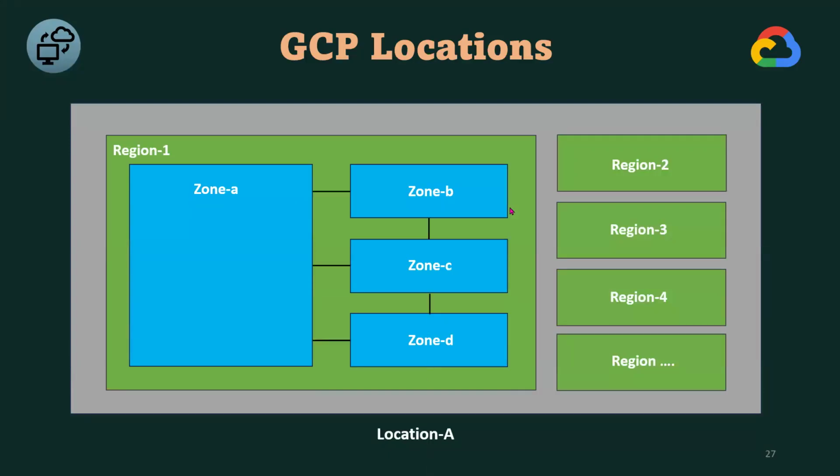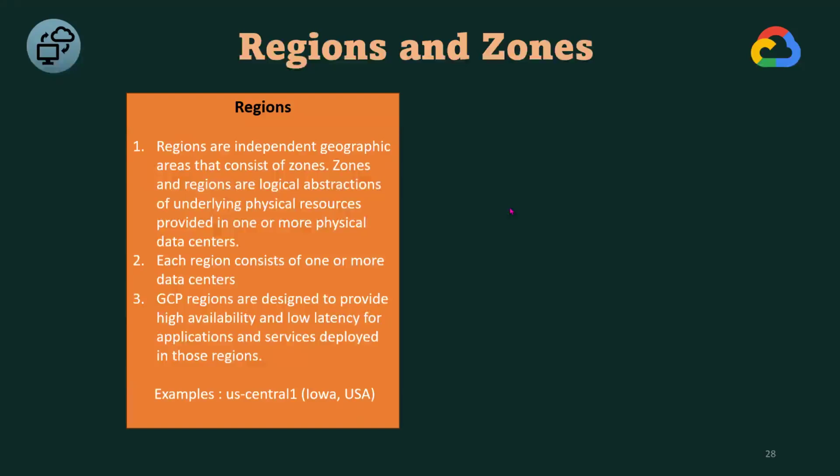Each zone is connected to one more zone via a high bandwidth network for fault tolerance and for replication purposes also. And each zone will have its resources. That's what we call a data center, and it will have virtual resources as well as physical resources. And we have seen what is region, what is zone.